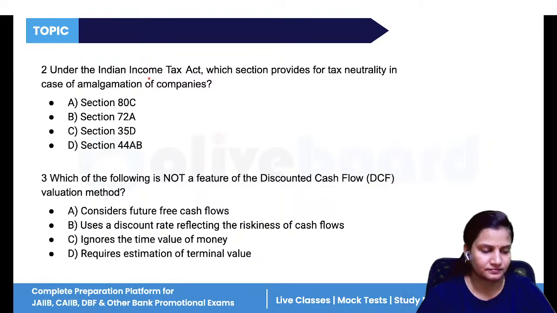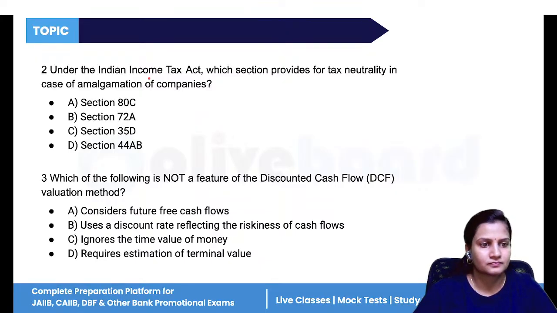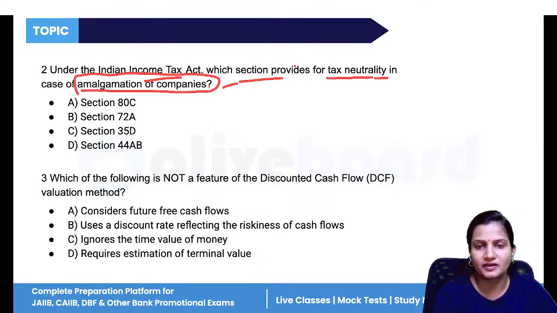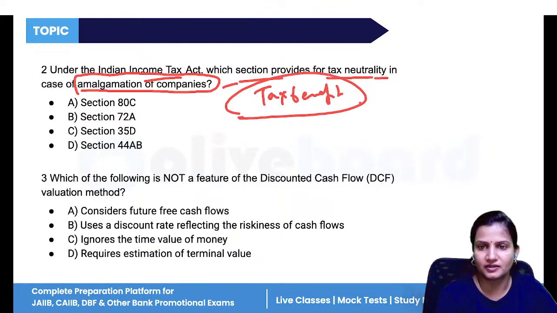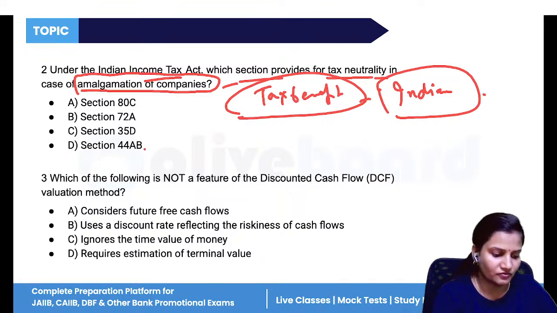Two questions are given. Under the Income Tax Act, which section provides tax neutrality in case of amalgamation of companies? That is, in the amalgamation of companies, the amalgamating and amalgamated companies both get the tax benefit. But the company should be an Indian company, then only. In which section does it come? 80C, 72A, 35D, or 44AB? That is option B, 72A.